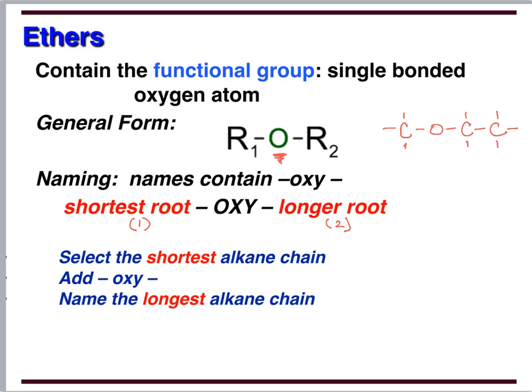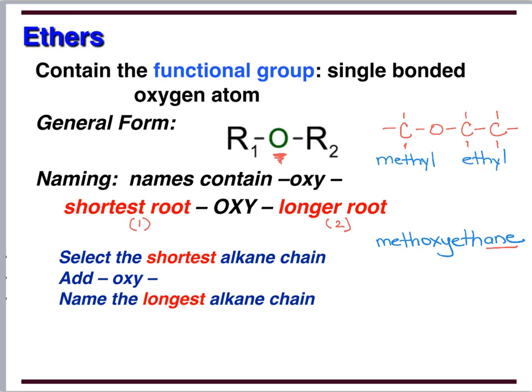When we're doing the name, you're going to name the shortest chain first, then oxy, then the longer chain. So we have to do a little bit of digging and see which side's the shortest chain. Here I've got a methyl on this one, and I've got an ethyl on this side. So when I do the name, I'm going to name the shortest chain, then oxy, then the longest chain, but I'm not going to include those YLs. So this is meth, oxy, ethane. And again, the ANE because everything's a single bond.